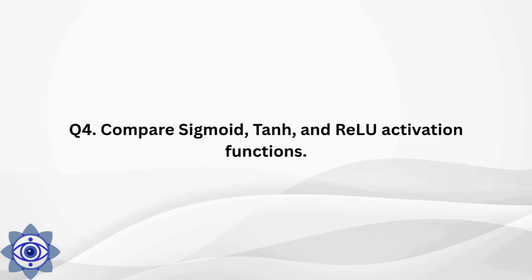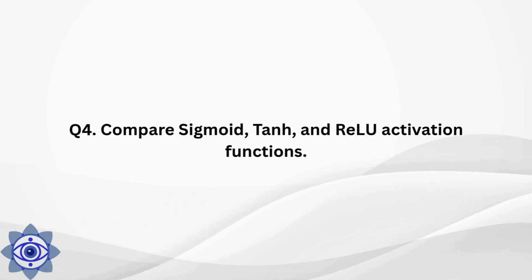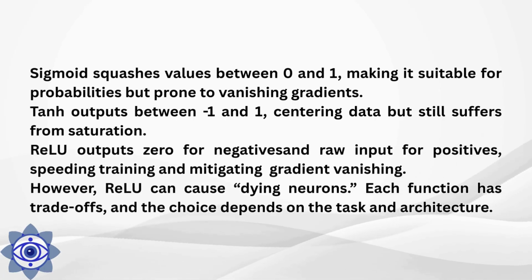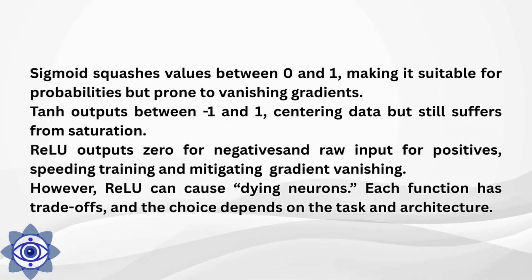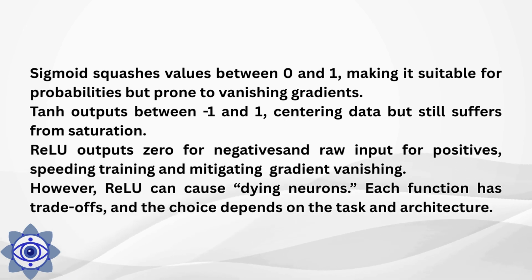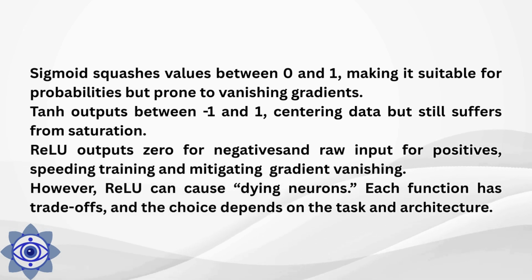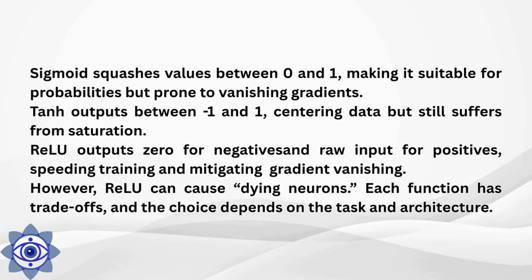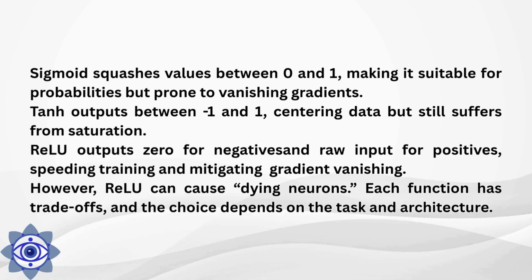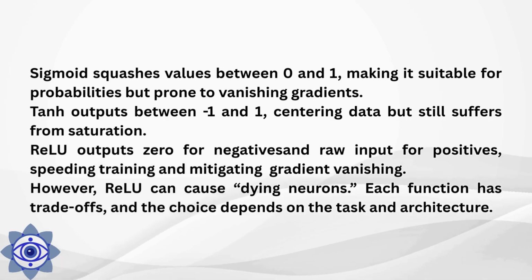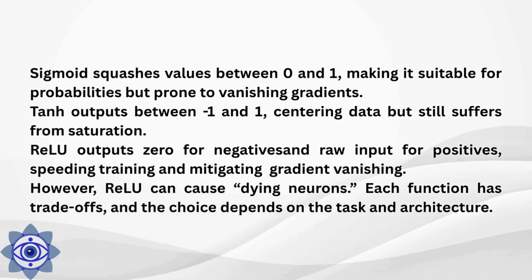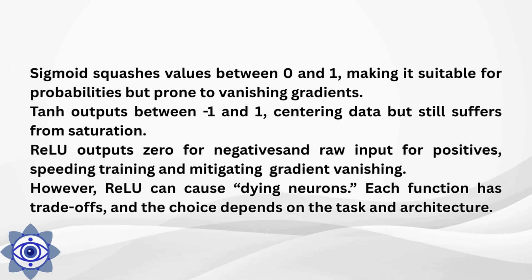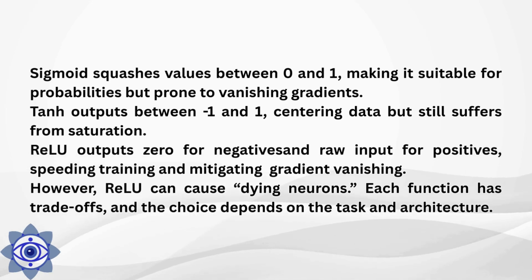Compare sigmoid, tanh, and ReLU activation functions. Sigmoid squashes values between 0 and 1, making it suitable for probabilities but prone to vanishing gradients. Tanh outputs between -1 and 1, centering data but still suffers from saturation. ReLU outputs 0 for negatives and raw input for positives, speeding training and mitigating gradient vanishing. However, ReLU can cause dying neurons. Each function has trade-offs, and the choice depends on the task and architecture.